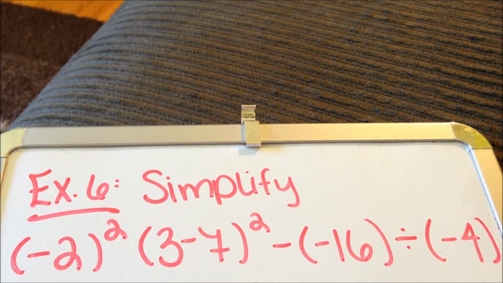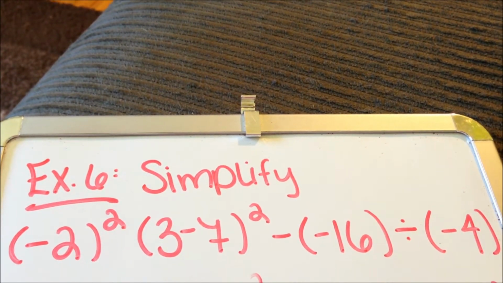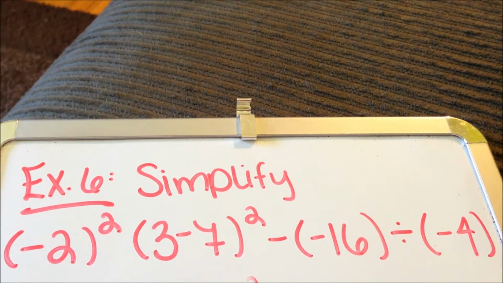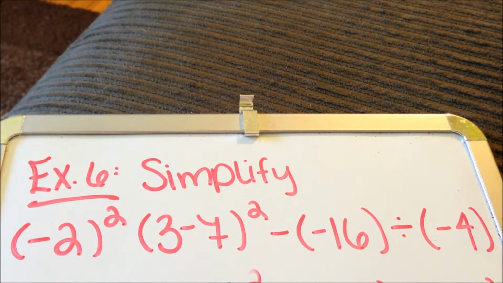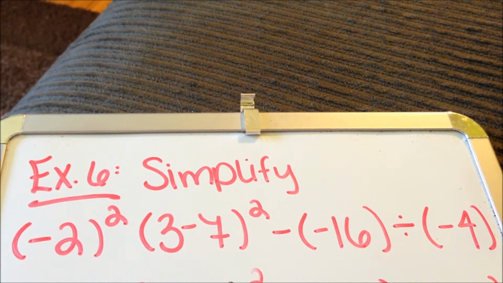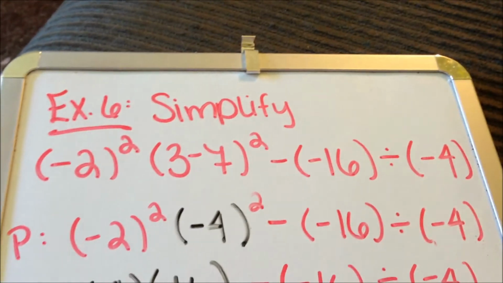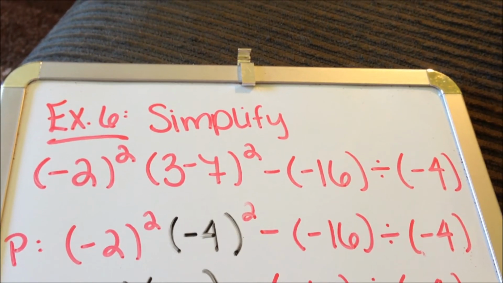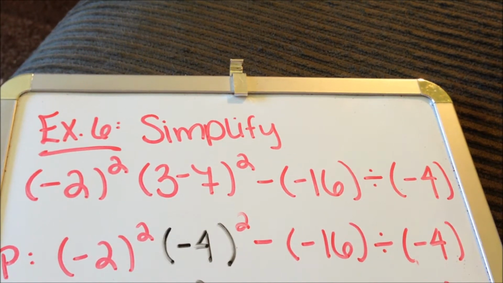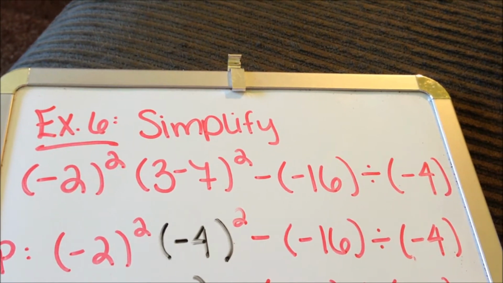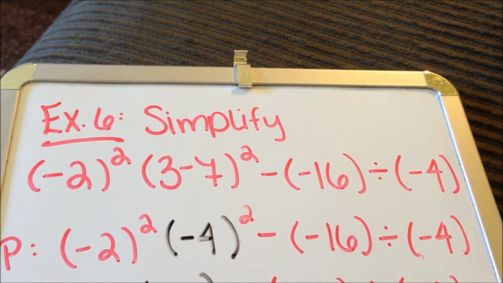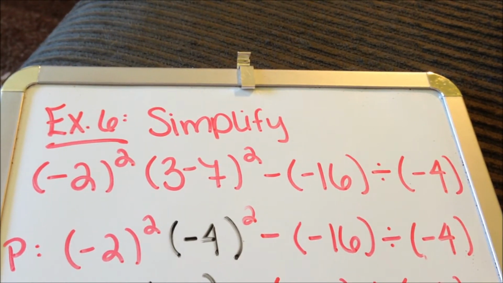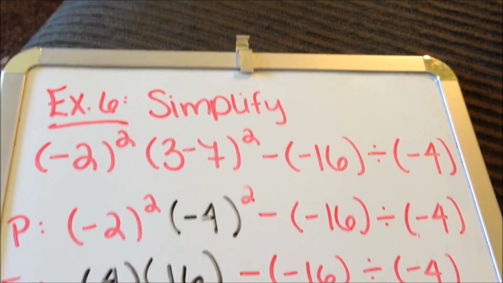Example 6. Simplify negative 2 squared times the quantity 3 minus 7 squared minus negative 16 divided by negative 4. Just take your time, be careful, and take it one step at a time. Parentheses, we have the quantity 3 minus 7. So let's simplify that first. Rewrite everything else the same. So negative 2 squared times negative 4 squared minus negative 16 divided by negative 4.